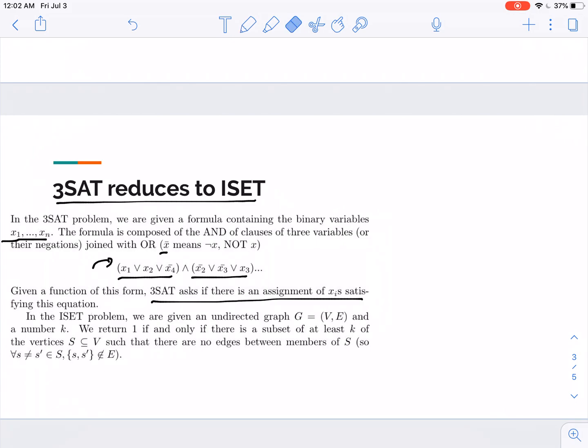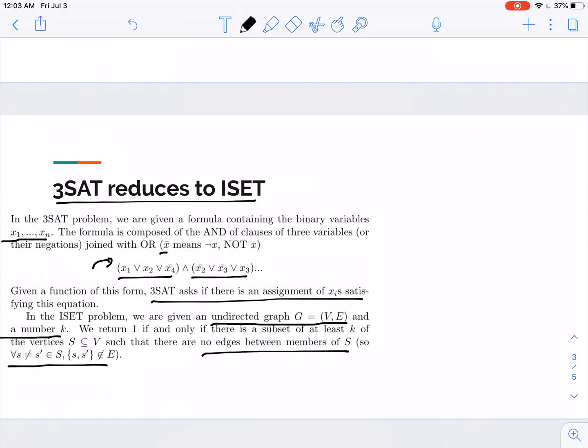So that's one interesting mathematical problem. Another that seems completely unrelated is the problem of ISET, or independent set. We're given some undirected graph G with some vertices and some edges, and some number K, and our goal is to see if there is a subset of at least K of the vertices such that that group of vertices is an independent set. An independent set is something where there are no edges between members of S. In other words, there are no neighbors. They're all independent from each other. So mathematically, we say for any S and S prime, not equal to each other in this set, the edge between S and S prime is non-existent.